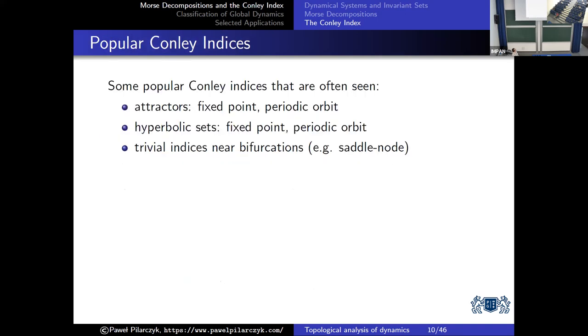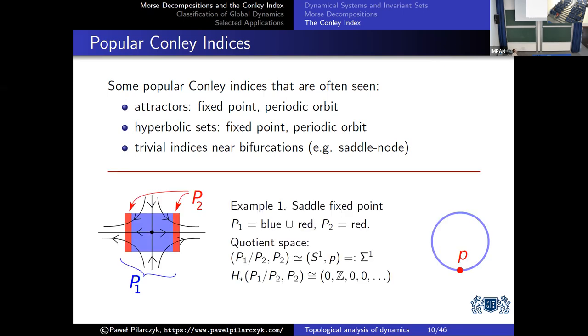Let me show a few popular Conley indices that appear in dynamical systems often. For example, we could have some attractors like fixed points, periodic orbits. We could have some hyperbolic sets, fixed points, periodic orbits again. There are also some trivial indices that appear near bifurcations, where we cannot prove that the dynamics goes through some set. So it appears that the invariant part might be non-empty. However, the Conley index is trivial, which means that we cannot prove that it is really non-empty. It could be an empty set.